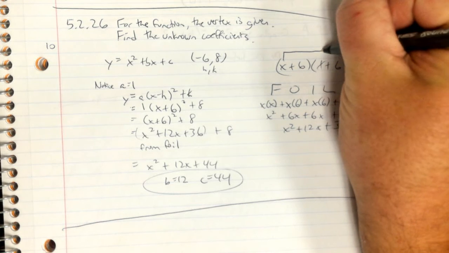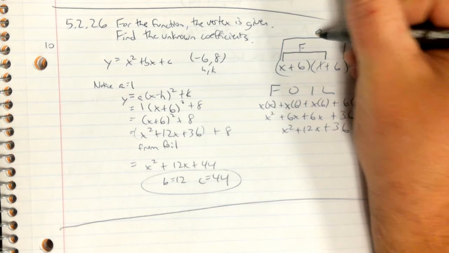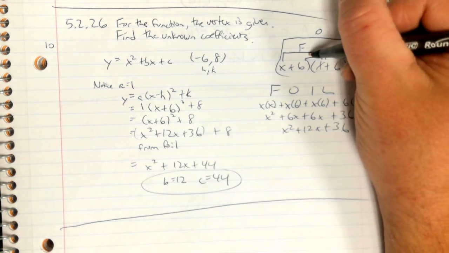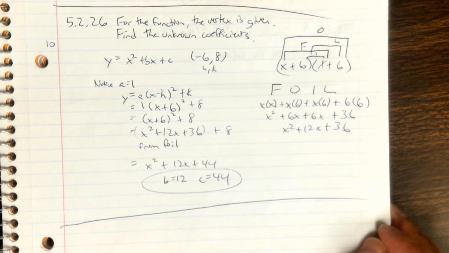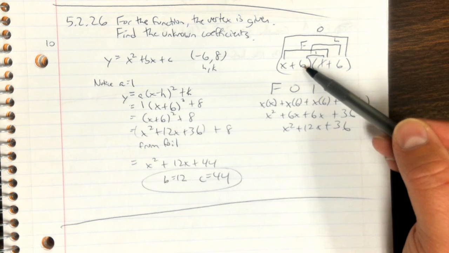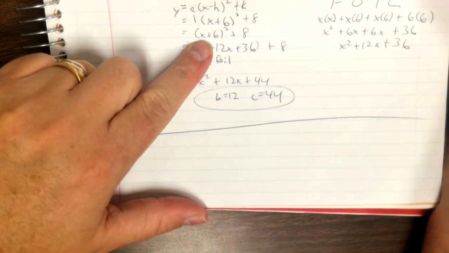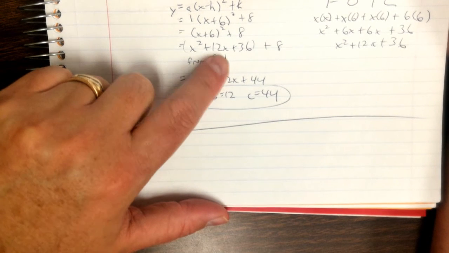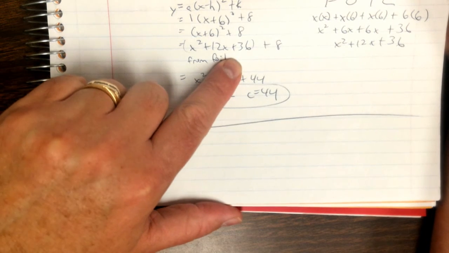So again, this is first times first, this is outside times outside, this is inside times inside, and this is last times last. What you can hopefully notice is all you do is say 2 times whatever the number was. So if you're having (x plus 6) squared, you just say x squared, and then 2 times 6 is 12, so you have 12x, and then 6 squared is 36. So this is how you can get it.